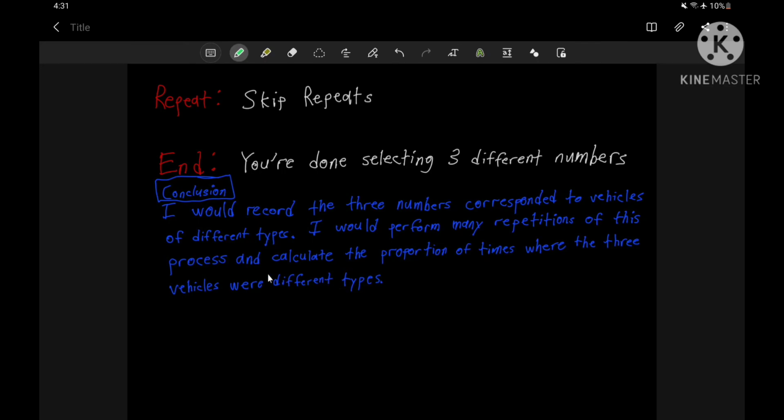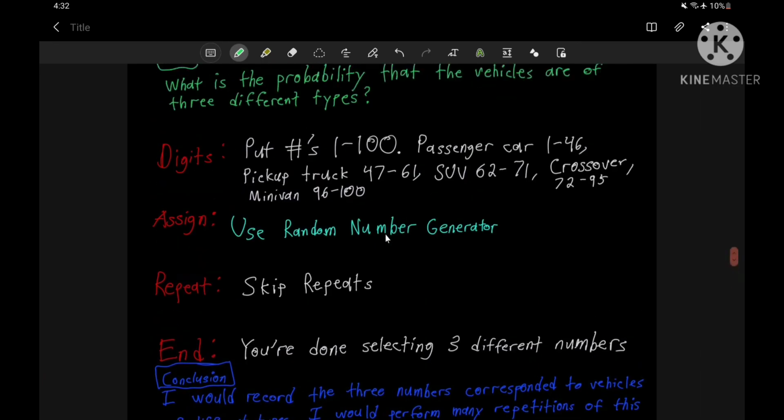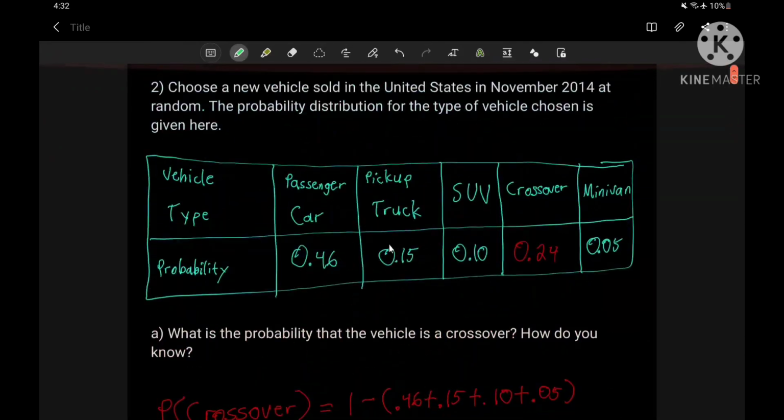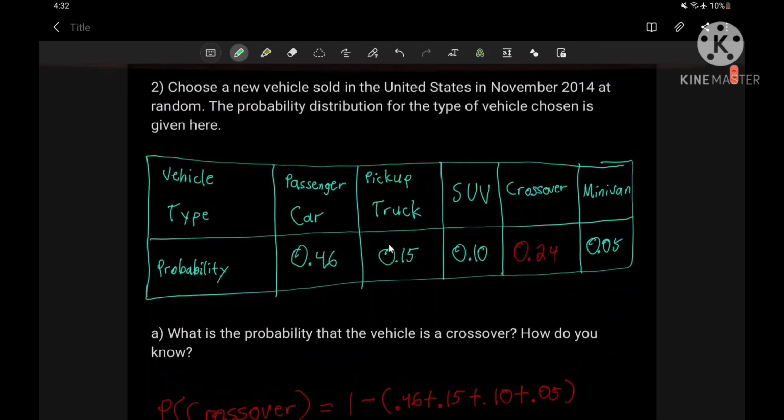The reason I do this DARE strategy is so that I can record the 3 numbers corresponding to vehicles of different types. I would perform many repetitions of this process and calculate the proportion of times where the 3 vehicles were different types. And that is the answer for part D. And yeah, that's pretty much it for question number 2.